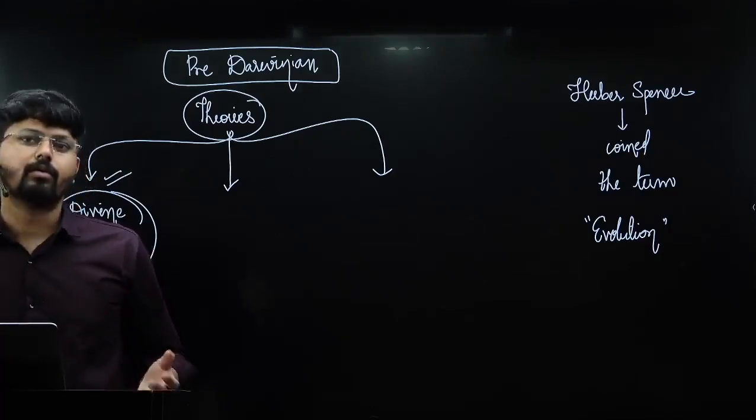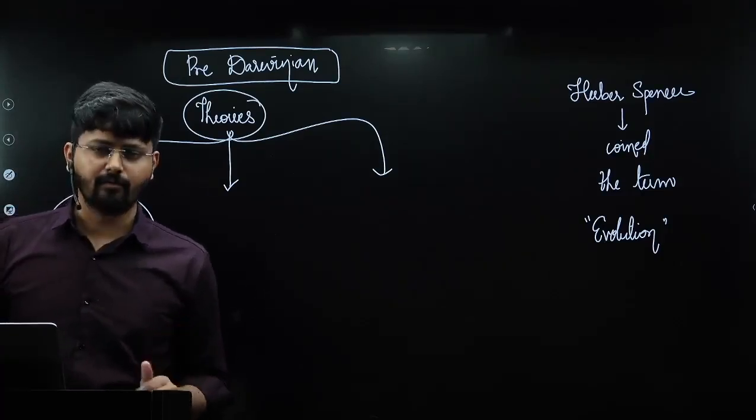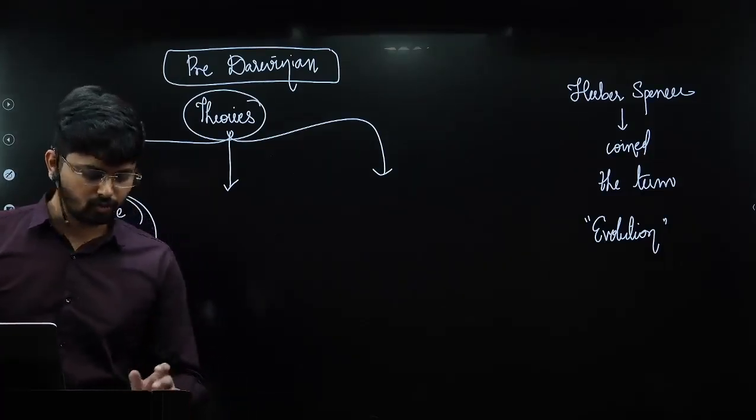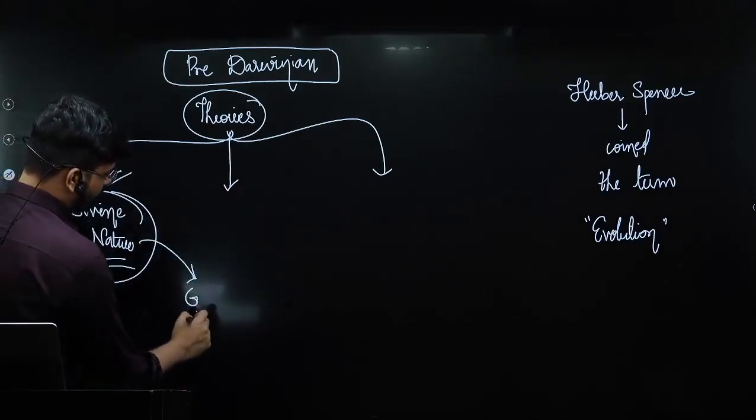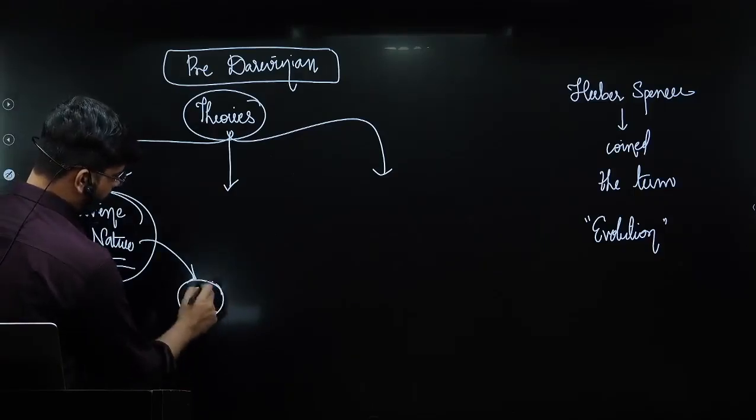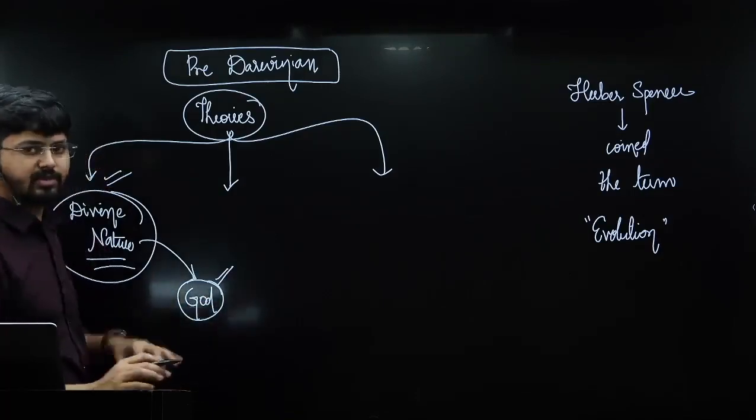Plato or Aristotle, these people also talked about it at the very earliest stage. Okay, so divine nature is that it is because of God. Whatever the evolution that has happened, it is because of God. Okay, Aristotle has given the scale model.